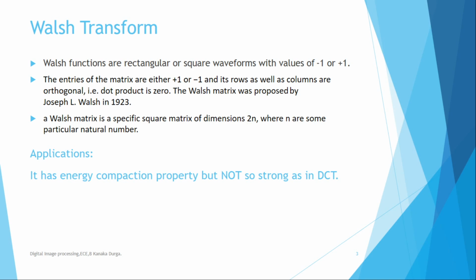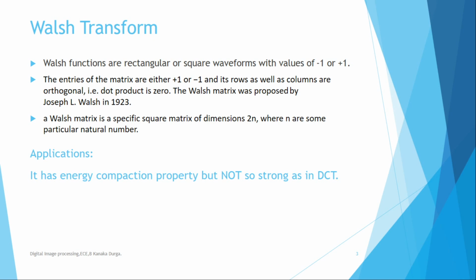The Walsh transformation was proposed by Joseph L. Walsh in 1923. For representation purposes, he took the basis functions as square waves and rectangular waves. The square waves and rectangular waves can be represented by positive amplitudes and negative amplitudes. So here the basis functions for the Walsh transformation are square waveforms and rectangular waveforms.